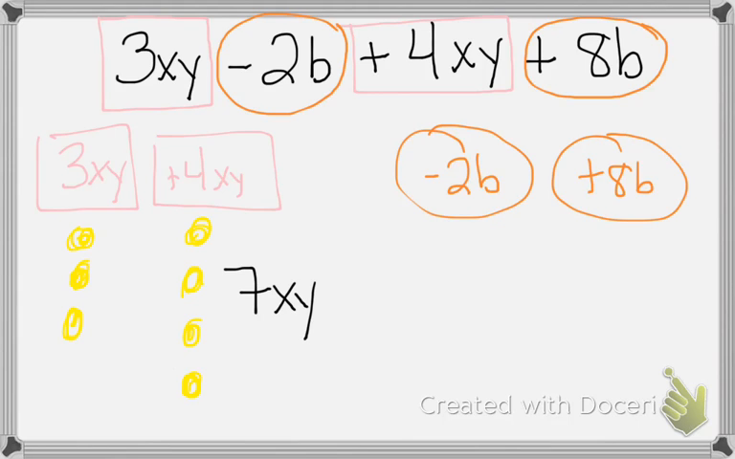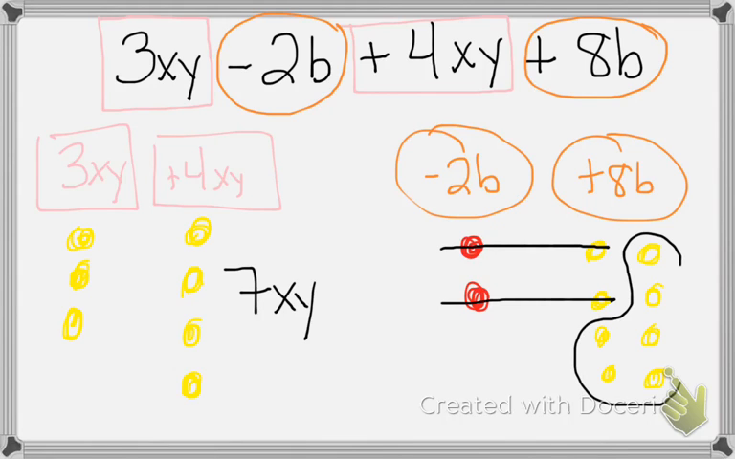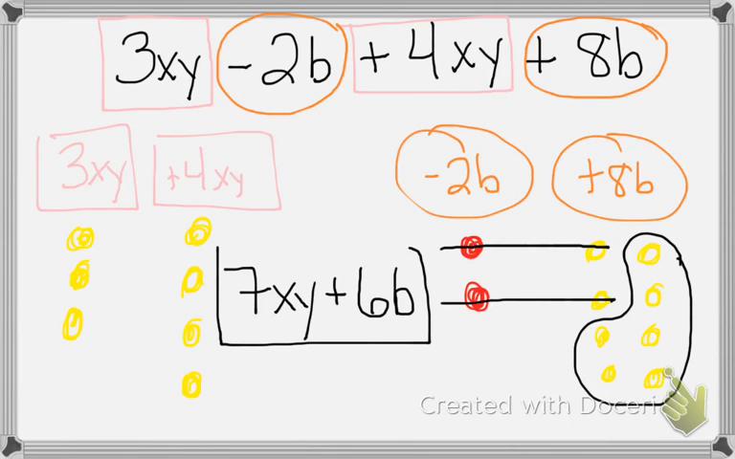Moving on to my b's, I know that negative 2b would be represented with 2 red dots, and positive 8b would be represented with 8 yellow dots. Now in this case I can cancel some out. A negative plus a positive equals 0. A negative plus a positive equals 0. If I look at what is left over, I have 1, 2, 3, 4, 5, 6 positive 6 b's left over. So this is my new simplified expression.